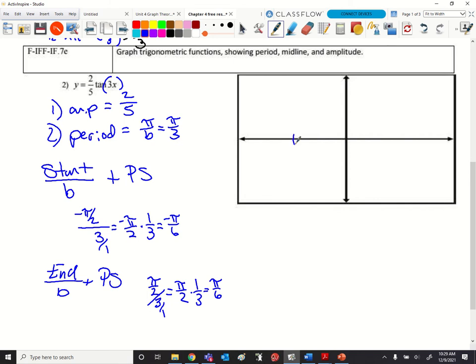All right, so right here, I have negative pi over 6. Right here, positive pi over 6. And the start and end are always going to be what? Undefined, so it's an asymptote.